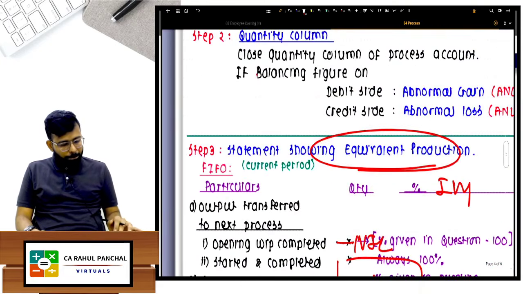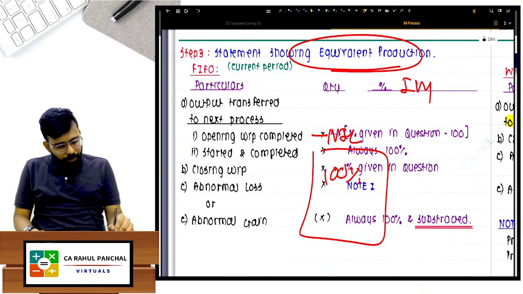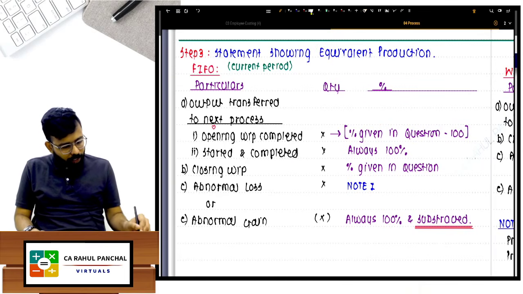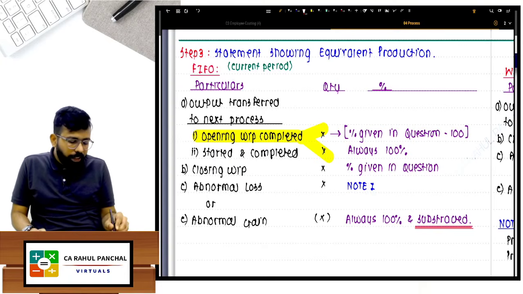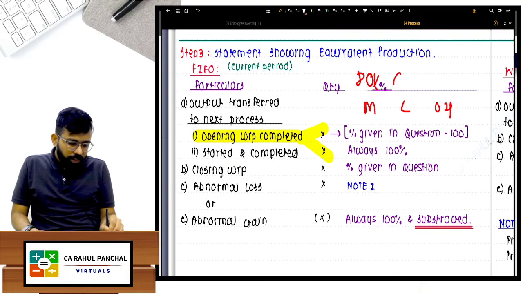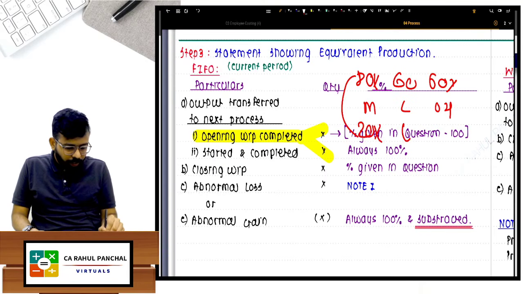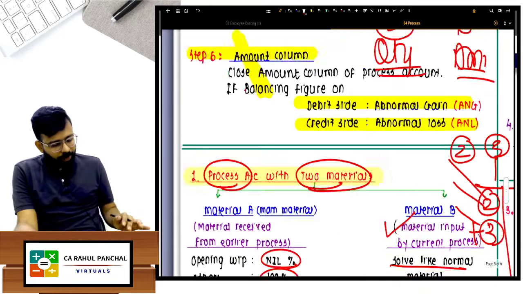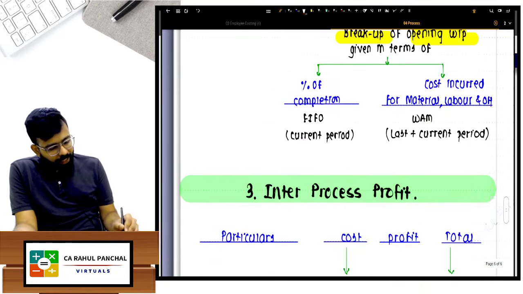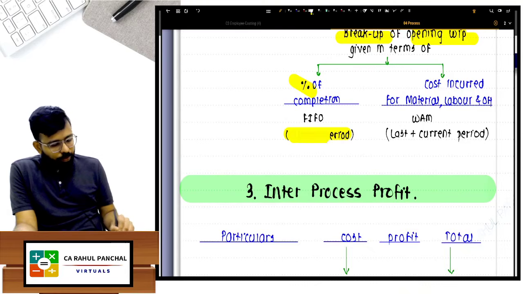Let me explain. In the FIFO method, whatever is your output, you have to divide that into two parts. And what is the work done in the previous period? Material, labor, overhead. Let us say 80, 60, 60. So what you will write is, out of that, the remaining 20, 40, 40. So percentages are required in the FIFO method. So if data is given in percentages, you will follow FIFO.